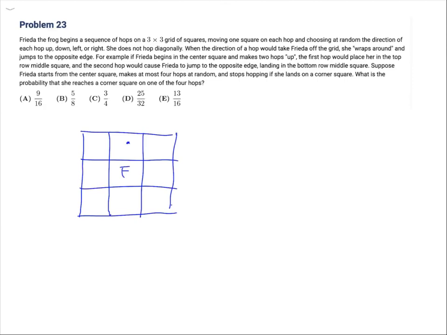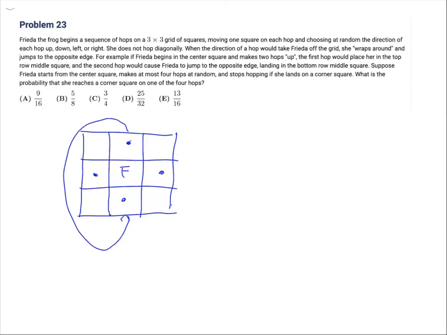However, if she's, let's say, over here and decides to move up, she basically wraps around the grid. So she'll move from the top center square to the bottom center square as follows. And similarly, for this, it's defined in a similar manner. So we want to find the probability that she reaches a corner square for the first time in no more than 4 moves. So let's see how we would approach this.